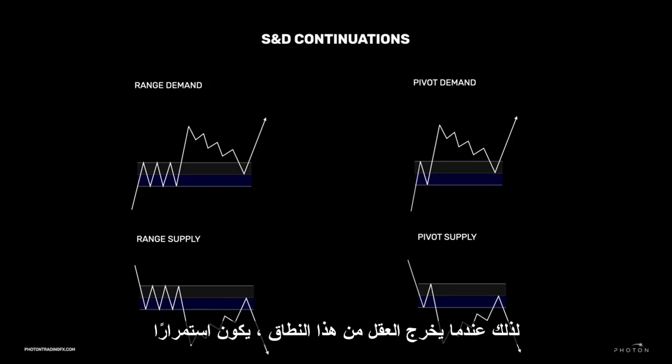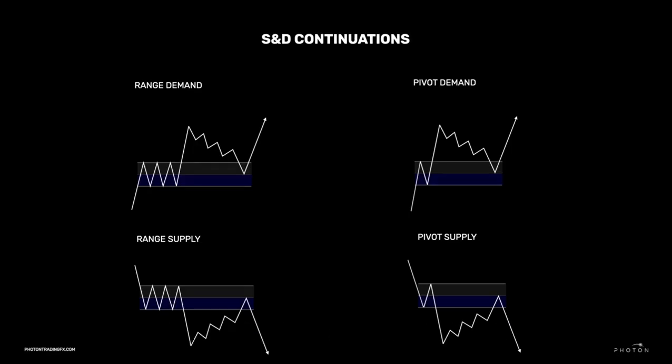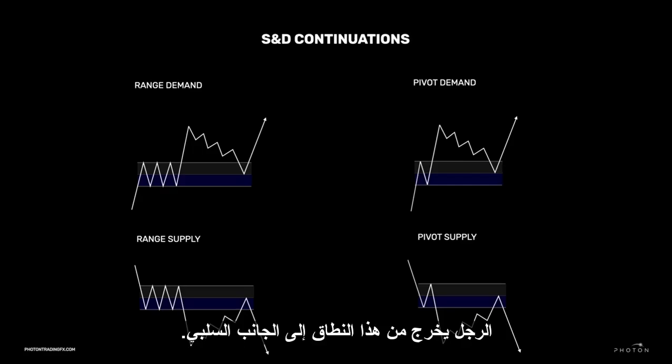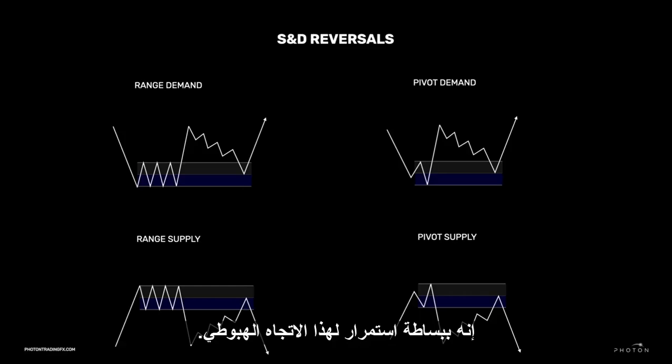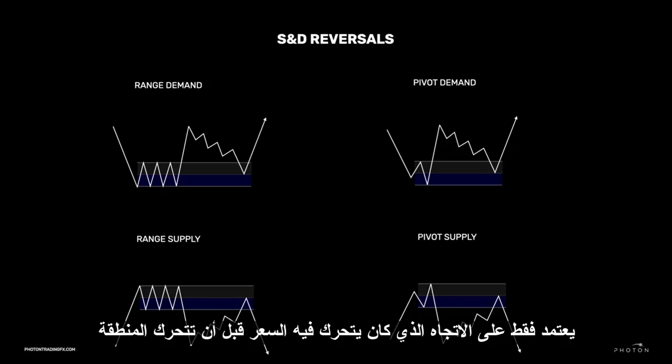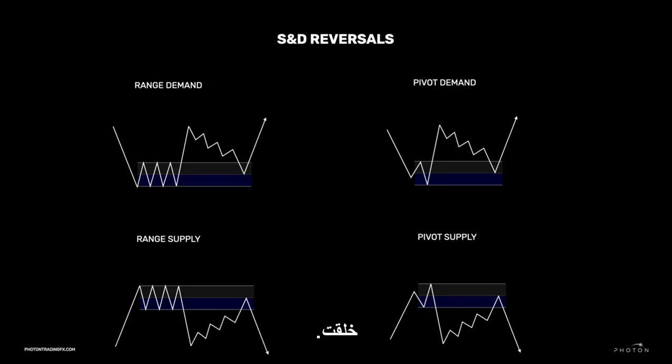So then when demand breaks out of that range, it is a continuation of that bullish trend, right? So for a supply zone to be a continuation, price will be bearish and moving downwards before the zone is created. So then when demand breaks out of that range to the downside, it is simply a continuation of that bearish trend. So for a zone to be classified as a reversal, again, it just solely depends on which direction price was moving before the zone was created.